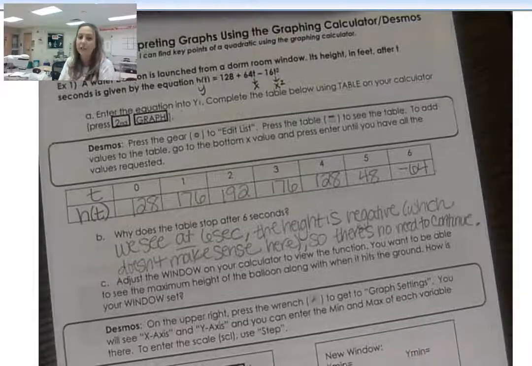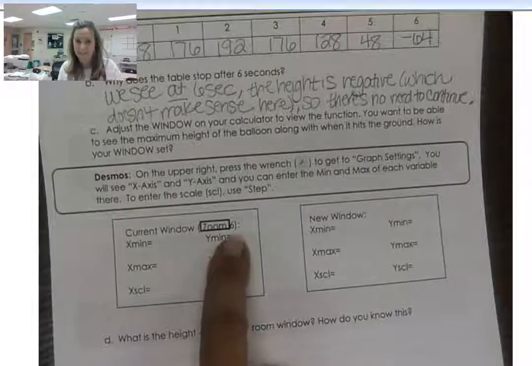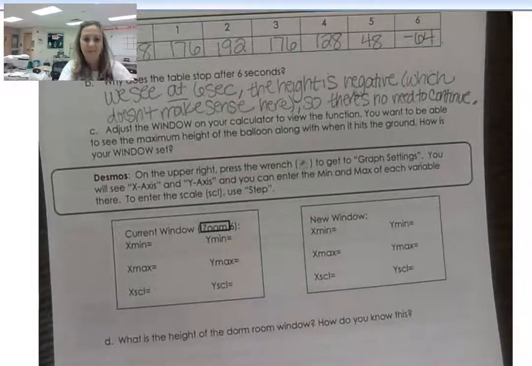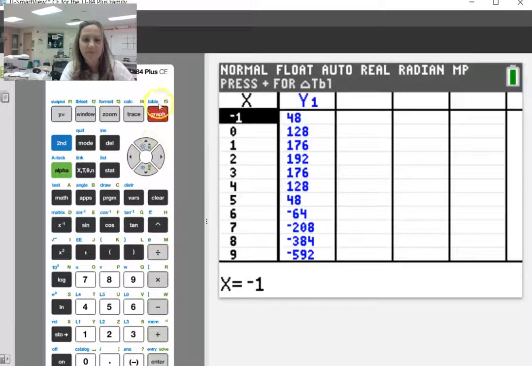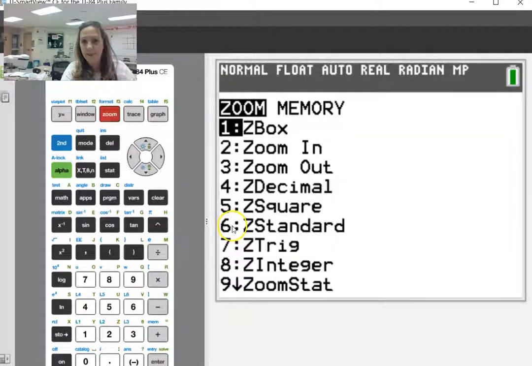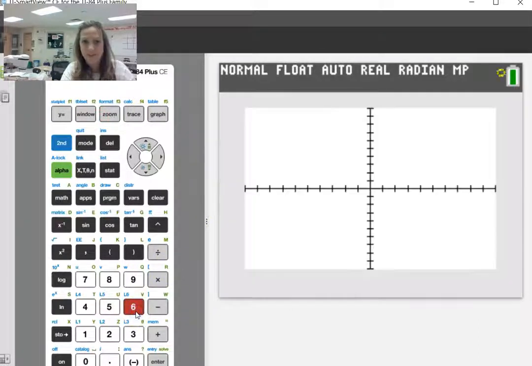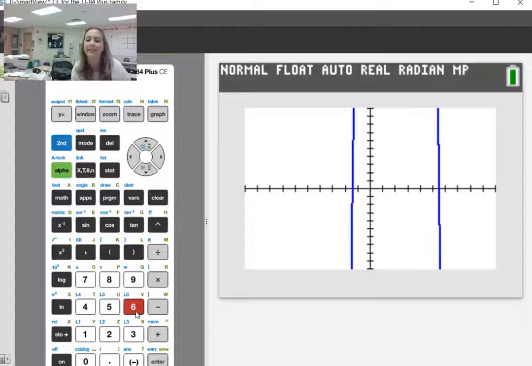So let's look at what I usually suggest for a window, which is zoom 6, and then we'll see what that gives us. So let's go to the calculator. Notice zoom is up here on the top, in the middle. If I press zoom, notice that number 6 is standard. All I have to do is hit the number 6, and it'll automatically select that for us. And that's the graph that we get.